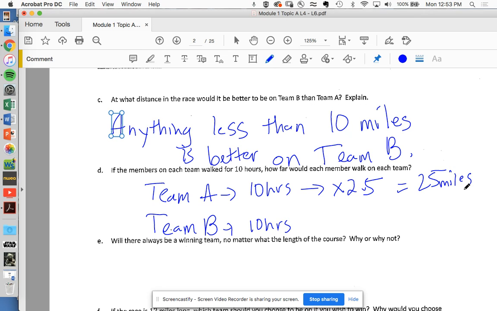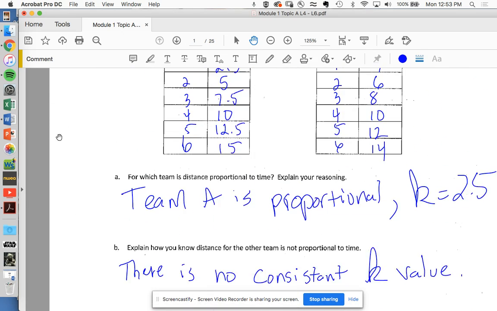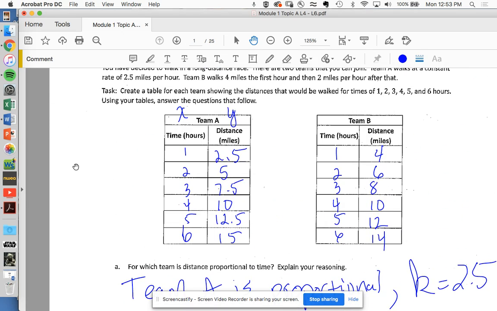Now, Team B, it's a little tougher. 10 hours. I'll go back to the table. Do we have 10 hours on the table? No. Is there a nice formula we could use to get to it? Well, there is a formula out there, but we don't know yet. But we need to figure out, okay, if you went 7 hours, how far did you go?